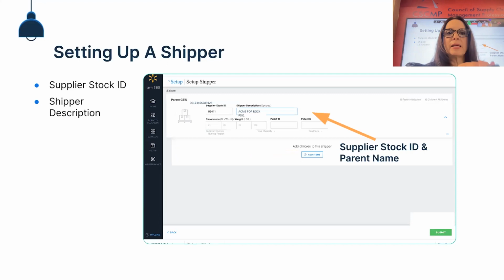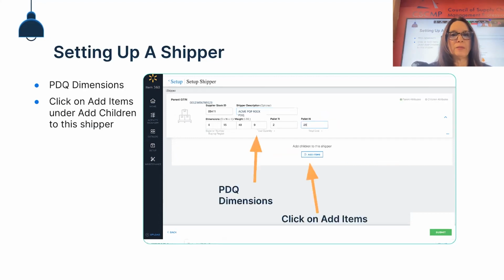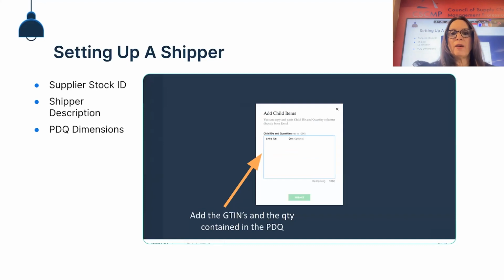Once you do that, it's going to say, okay, so what's the supplier stock ID for that item, for that shipper? You're going to give it the name. You're going to give them the dimensions of that shipper, what the tie high is for that shipper, and then you're going to add the children. So you're going to go find the children. You're going to do that by using a G10. So it's saying, okay, what is a child ID? That's your G10. And how many units?